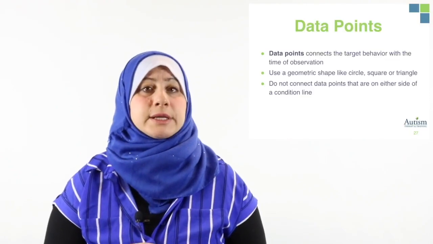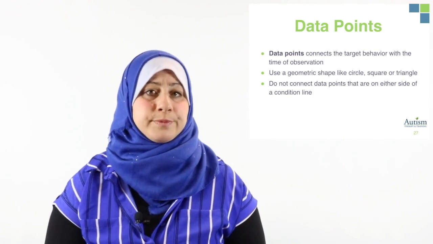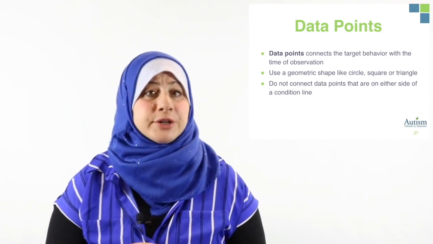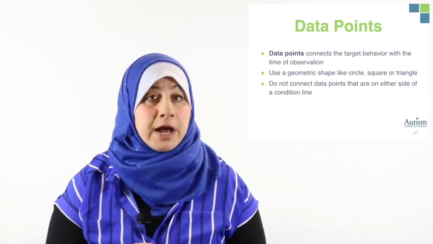The data points connect the target behavior with the time of observation. For example, the behavior is hitting and it occurred 5 times on Tuesday. So we need to indicate this by finding 5 on the y-axis and Tuesday on the x-axis. You can use a geometric shape like a circle, square, or triangle to plot your point.